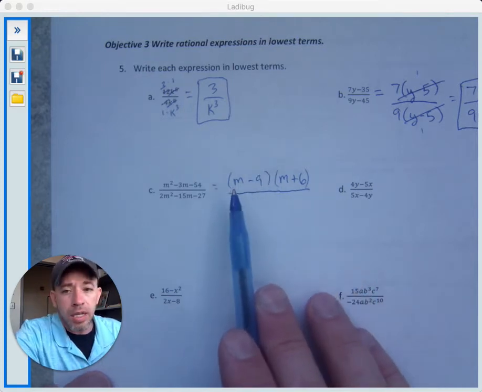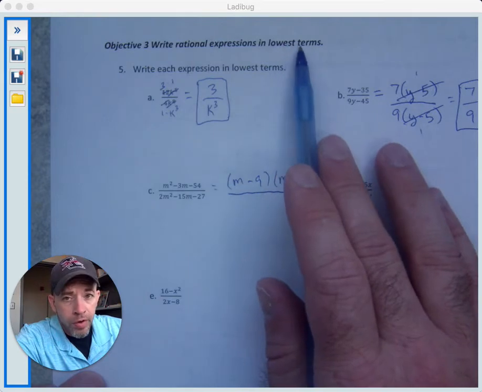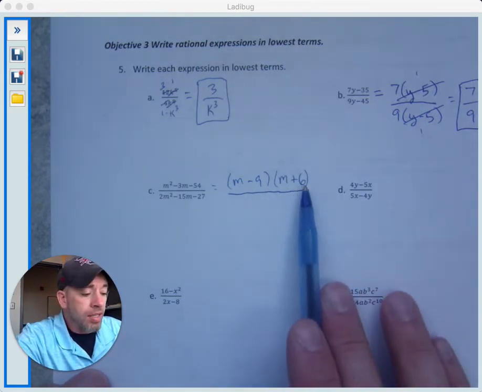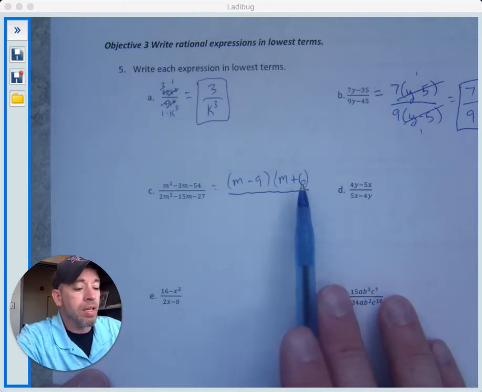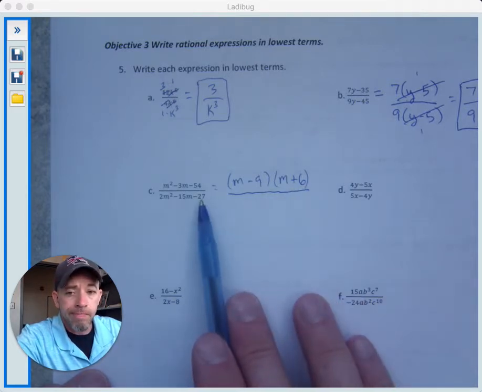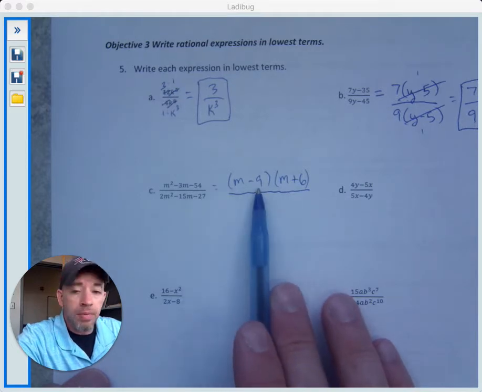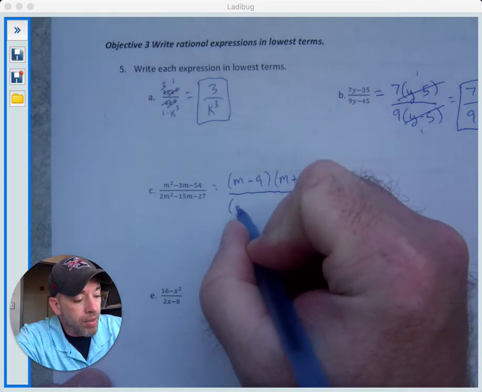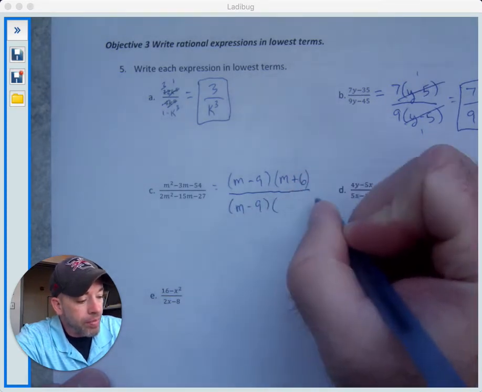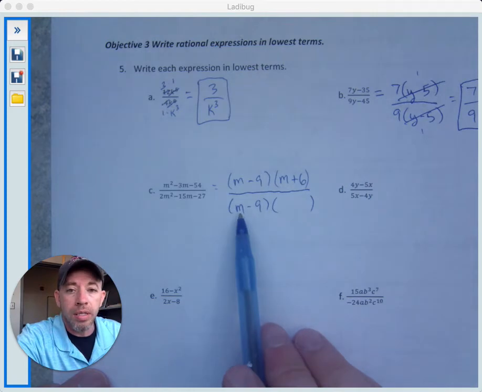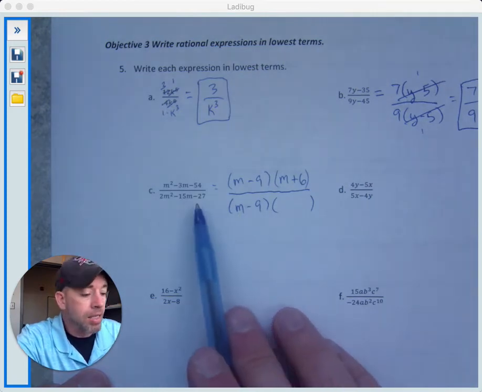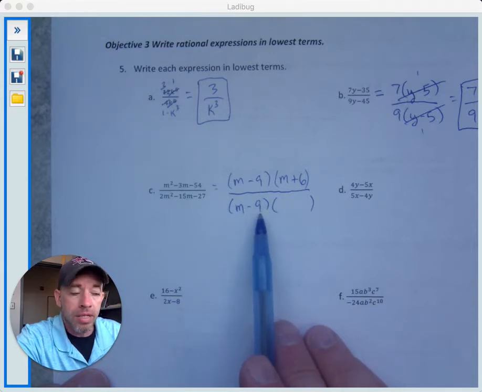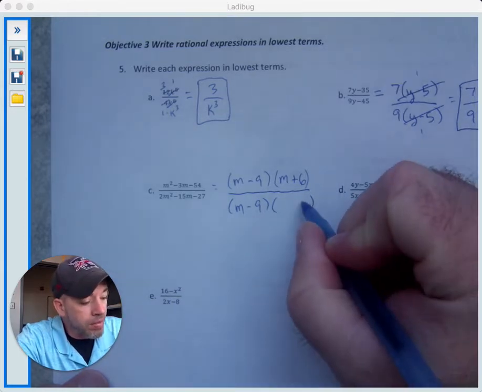Because since I'm asked to write these things in lowest terms, most likely one of these factors is going to cancel out. The 6 times something is not going to give you 27, is it? No. But 9 times something will. And so my guess is m minus 9 probably shows up down here. And so we could ask ourselves, what can we multiply m minus 9 by to get this trinomial? Well, I know negative 9 times 3 is 27, right? So that probably has to be a 3.